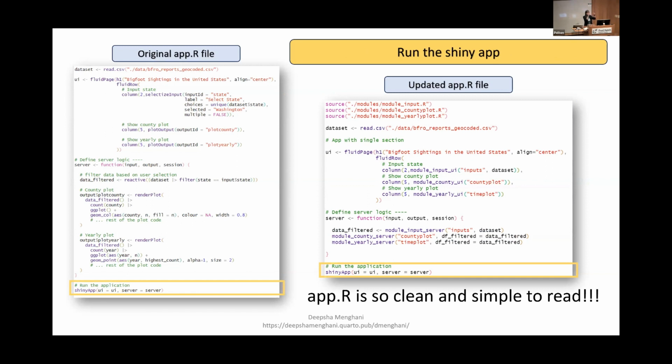I can see there is a row. I can see in that row, there are three things. The first dropdown, then county plot, then yearly plot. It's easy to read and debug. If my county plot fails, I know that I can just go to that function, debug just that part versus trying to find where is my county plot in that 1,000 lines of code. So much, much easier to debug.